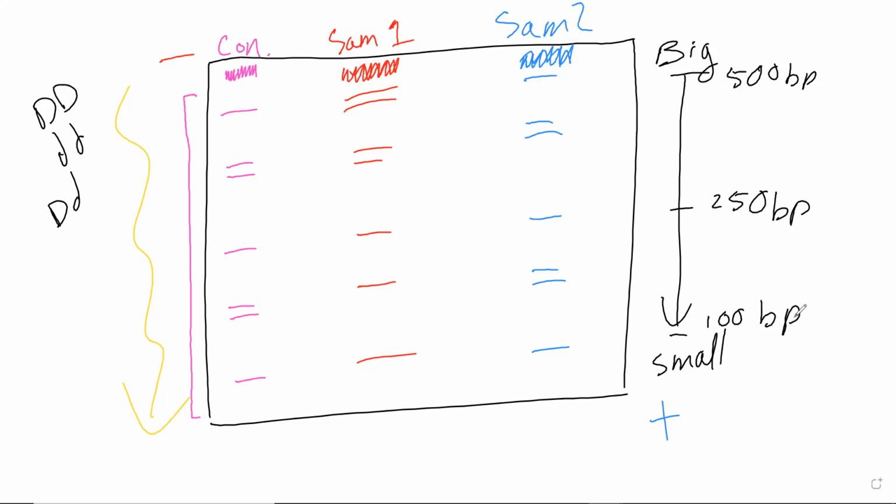Basically, when you run the electrical current through the base pairs of the samples that you collected through PCR, your bigger ones are going to run slower, meaning they stop closer to the beginning. Your smaller ones are going to run faster and longer, making them end here. Makes sense? Makes sense. So let's go back to actually analyzing this.